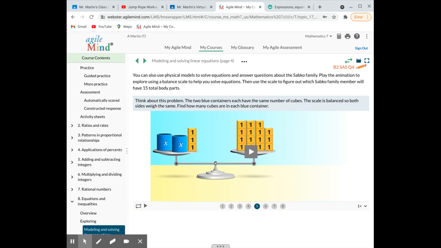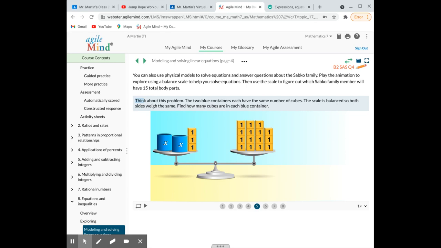So let's take a look at this one. Read what that says for us, Haley. Read this for us, please, ma'am. Think about this problem. The two blue containers each have the same number of cubes. The scale is balanced, so both sides weigh the same. Find out how many cubes are in each blue container.